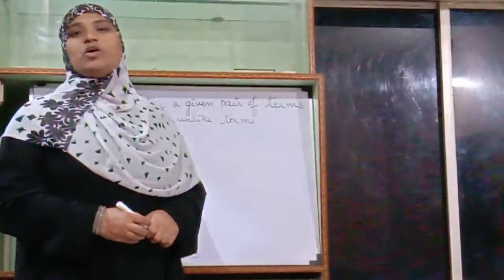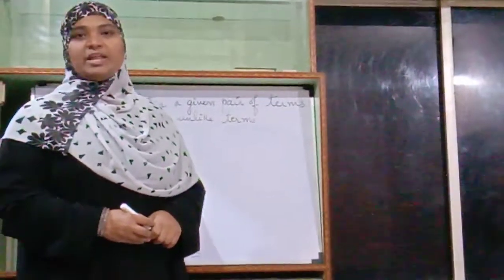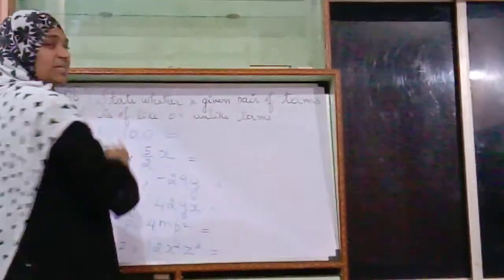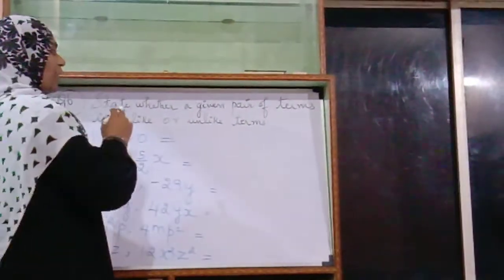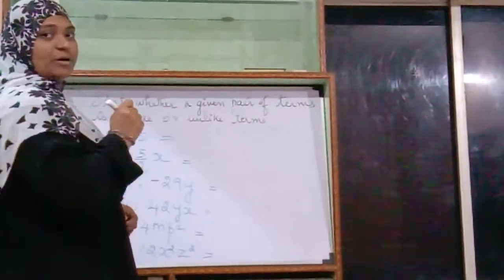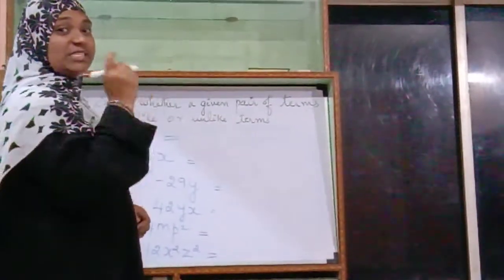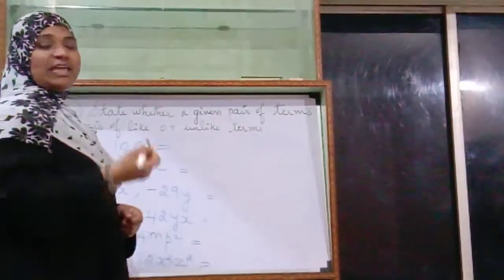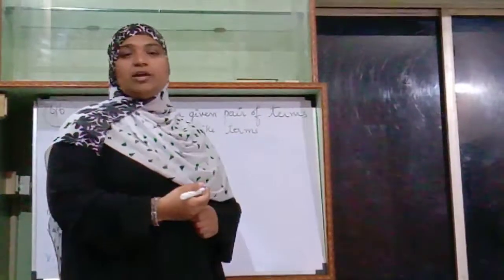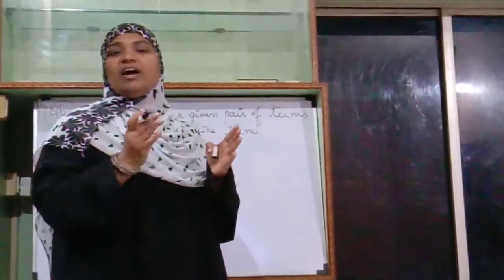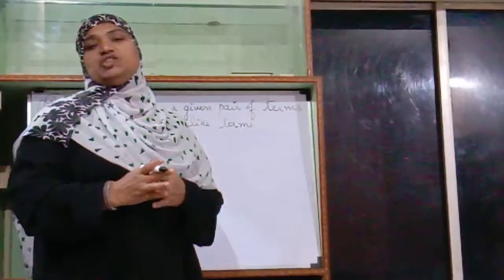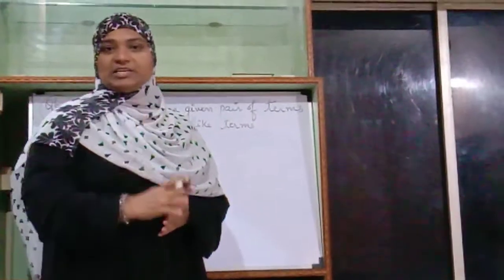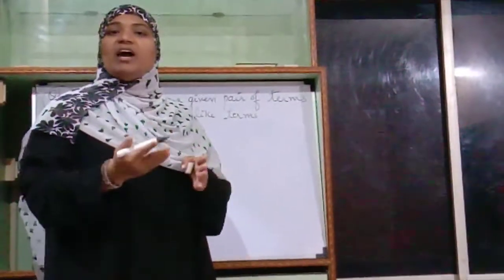Today we are going to solve exercise problem 12.1, question number 6, of algebraic expressions. Question number 6 tells you to state whether a given pair of terms, a set of terms, is a like term or an unlike term. Now what do you mean by like term? When they are in a very similar or identical fashion, it is called a like term. Unlike term means when they are different.